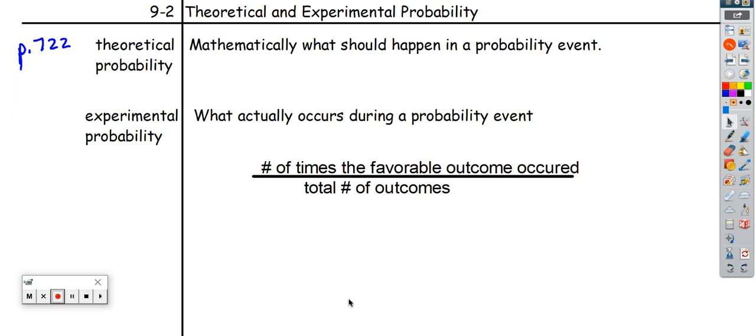Today we're in Chapter 9, Lesson 2, talking about theoretical and experimental probability. Please have your composition book out and your math book out, so when it comes time to do some practice problems, you have your composition book and your math book ready for that.